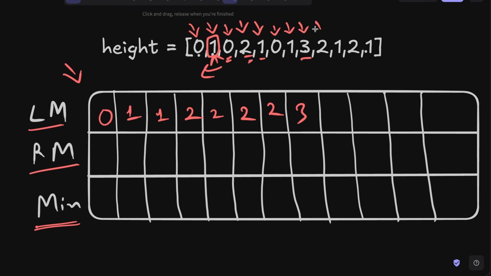So now we will move on to the next position, 2 here. The maximum is still 3 here. Then for the next position we have 1. The maximum is still 3. For the next position is 2. The maximum is still 3. For 1, the maximum is still 3.